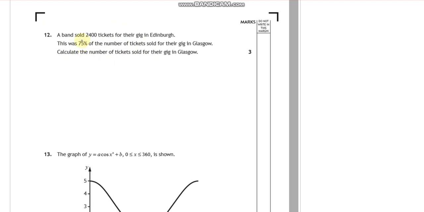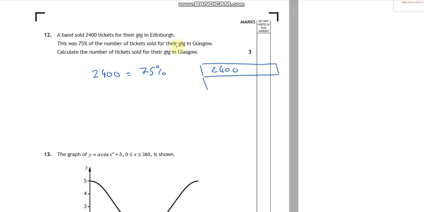So a band sold 2,400 tickets. Good for them. This was 75% of the number of tickets sold for a gig in Glasgow. So that represents 75%. I can actually draw that out if I want to. So I can say 2400, that represents 75%. Yeah, they're the same. 75, a little imaginary bar, that's the same as that. How do I work out what they sold for the Glasgow gig then?